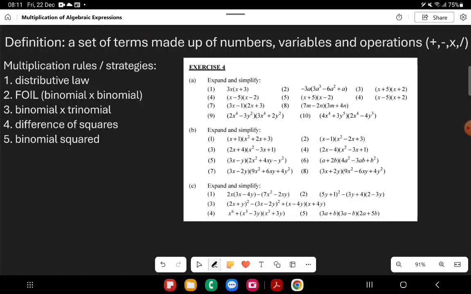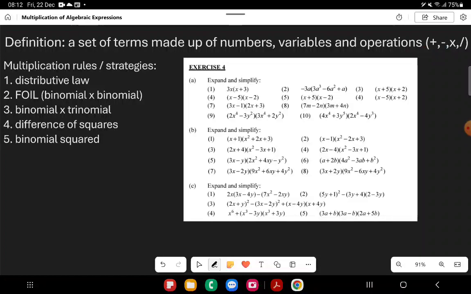Now, remember a term is a group either of numbers or variables, or numbers and variables combined, that are separated by plus or minus. So it can be one term or more than one term. That one term is an algebraic expression. A term can have numbers and variables together, and there must be operations.